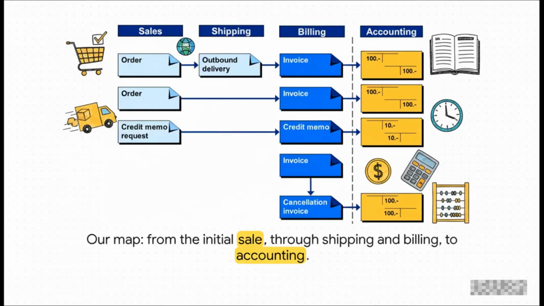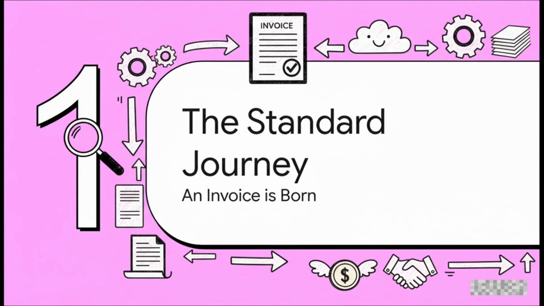Okay, think of this as our roadmap for the journey. Every single transaction has to pass through these 4 key areas. It starts in sales, then it moves to shipping, on to billing, and finally it lands in accounting. We're going to see exactly how these pieces are connected and how information flows from one step to the very next. First up, let's take a look at the standard journey.